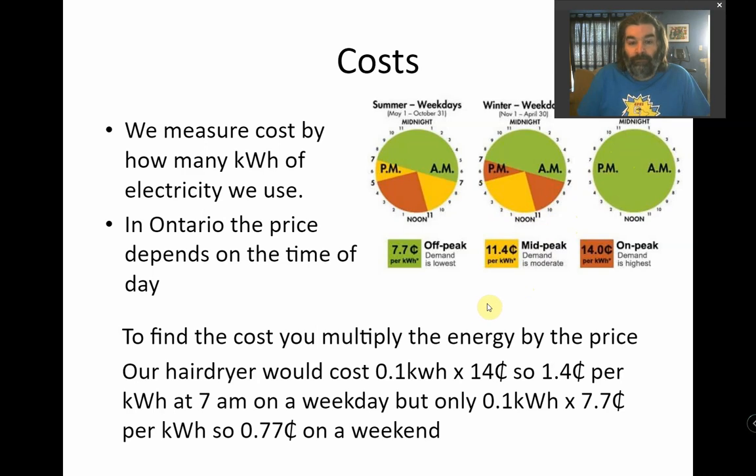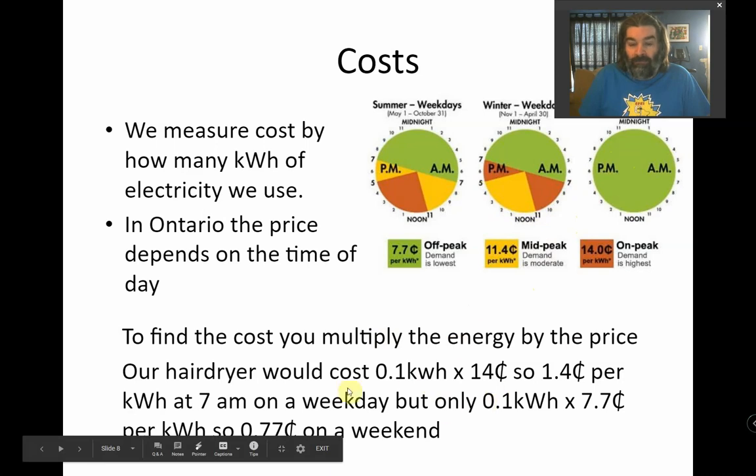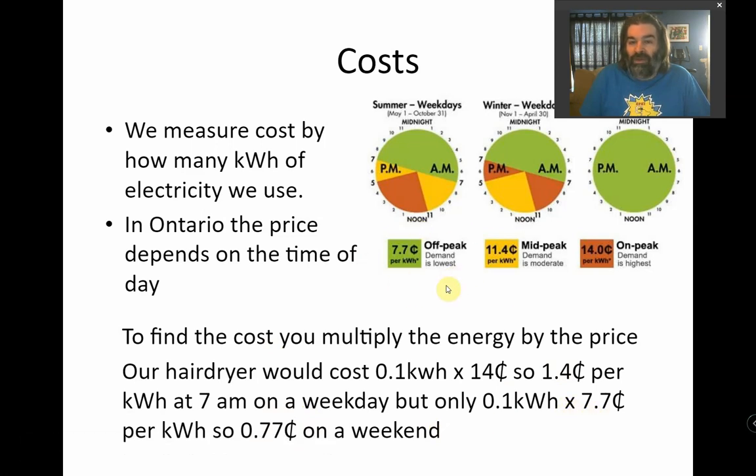So to find the cost, you multiply the energy by the price. So on peak, our hairdryer would be 0.1 kilowatt hours, so about 1.4 cents. But if you ran the same hairdryer on a weekend, it would actually only cost you about half as much, because it would only be the off-peak price times how many kilowatt hours you've used. This is actually why we could save energy. The idea is you can actually save money by saving energy.